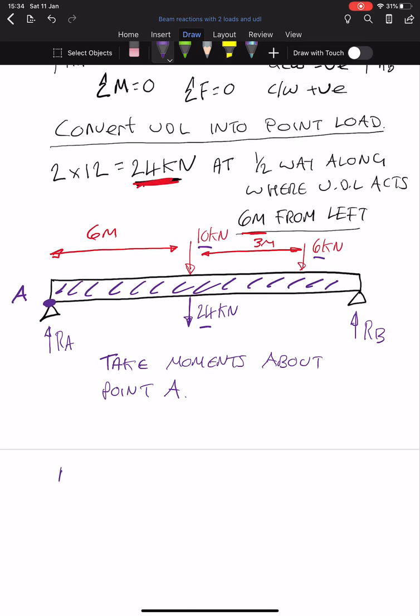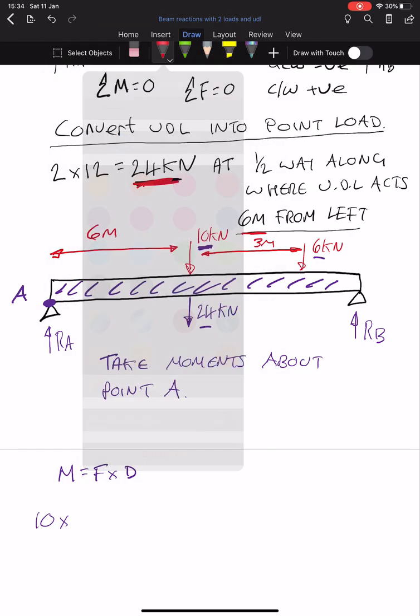So a moment is a force times a distance. We all know that. So my first force is the 10. So there's my 10. That's my force, 10. I'm going to leave the K out and put it in at the end, to make it a bit easier for us. 10 times, how far is that from here? So there's my 10 and it's 6 meters away from there. So it's going to be 10 times 6. 10 times 6 is going to be my first moment.